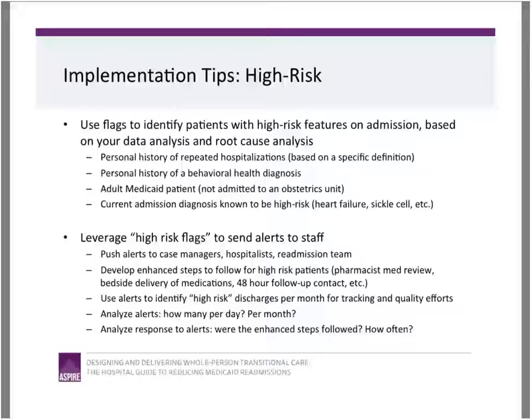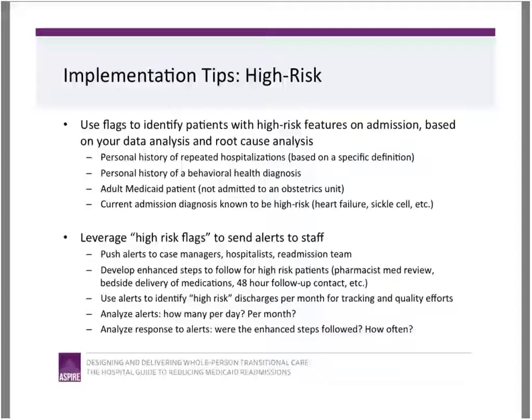So again, an implementation tip here on identifying high-risk patients in order to focus our intensive transitional care planning services. We've seen increasing numbers of hospitals use flags to identify patients with high-risk features upon admission, based on your knowledge of your data and your root cause analyses. So what does this mean? This means that you can create a program in your registration software or your electronic medical record or your ED tracker board to identify a patient at high risk of readmission when they first register at the hospital.